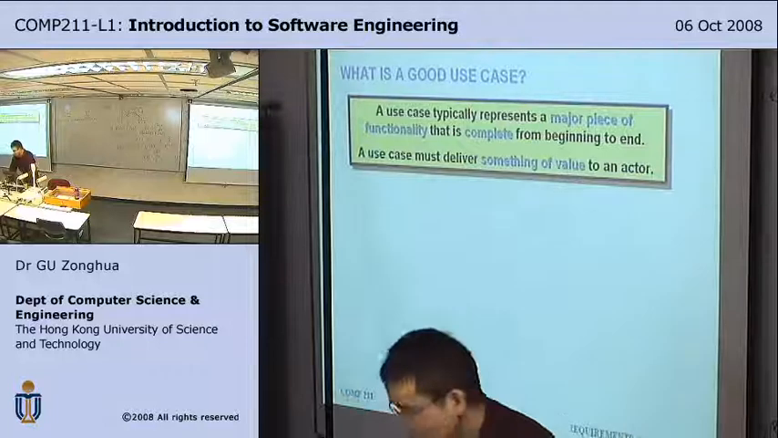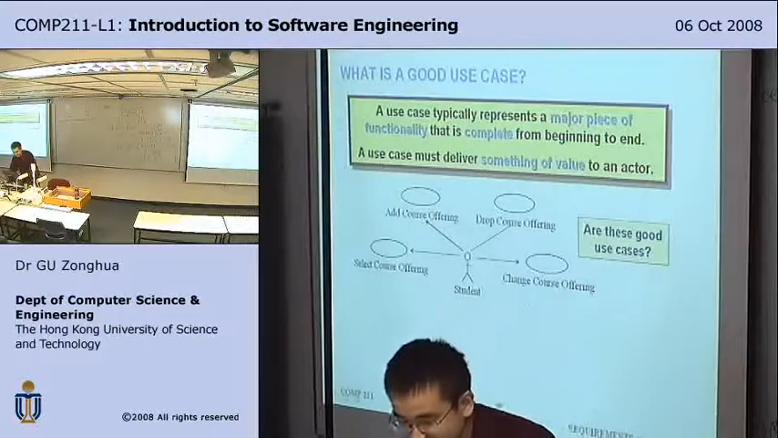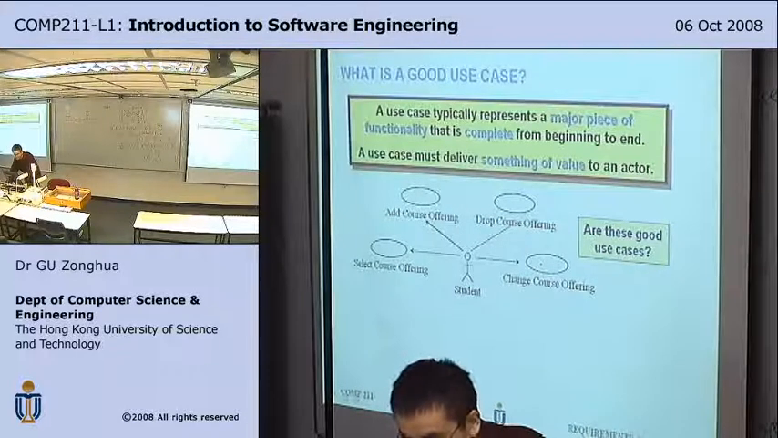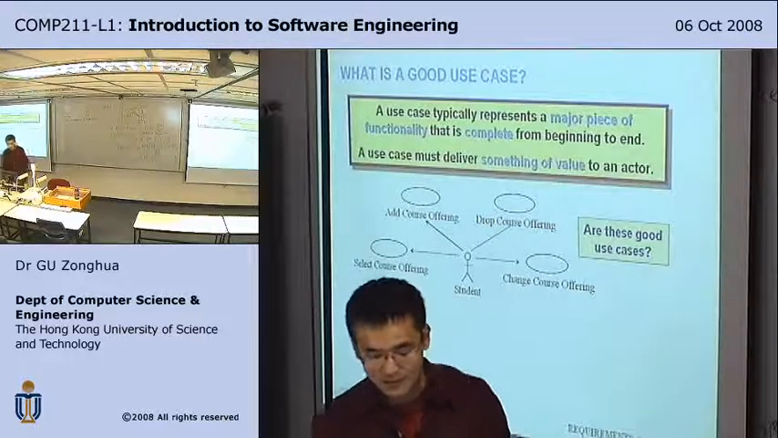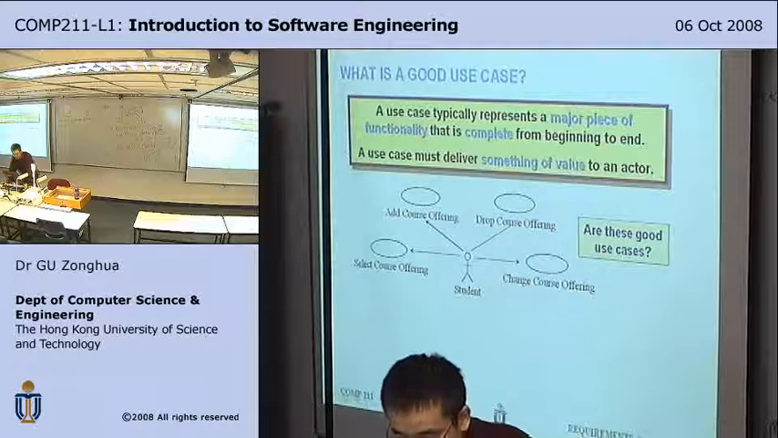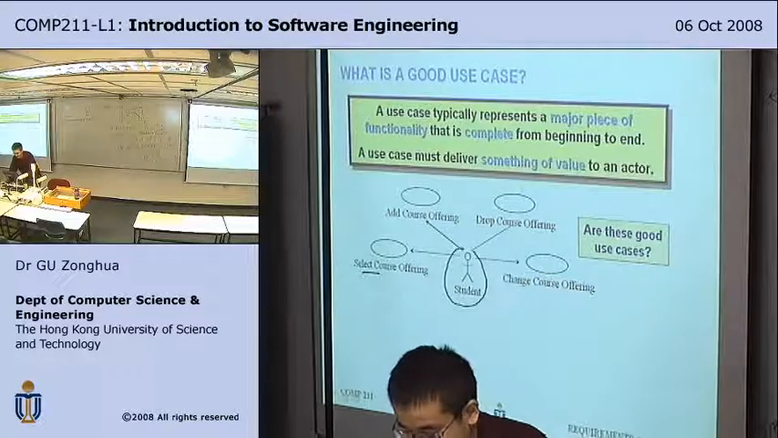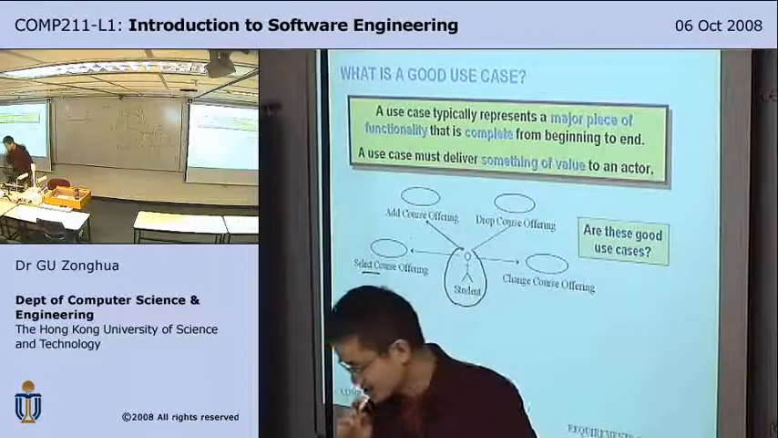So what is a good use case? A use case represents a major piece of functionality that is complete from beginning to end. It must deliver something of value to an actor. So we identified 4 functionalities for the student actor: select, add, drop, change course offering. You can draw each one as a use case, but is this a good design or not?